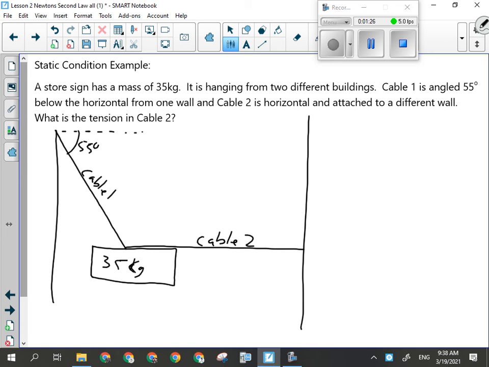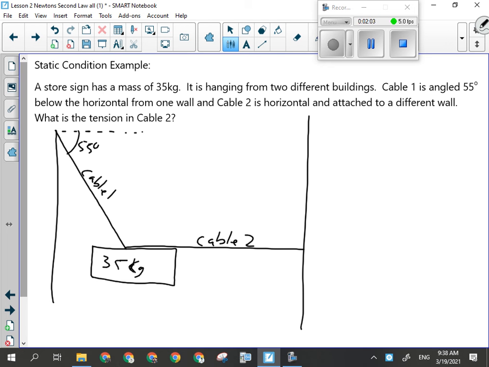Now, here's the tip I will give you. Cable 2 is pulling straight horizontally. Exactly horizontally to the right. That is all cable 2 is doing. You need to figure out how hard it's pulling to the right. So you may need to identify one other force that is present here that I have not drawn. And then figure out how these cables and gravity interact to produce a net force of 0.